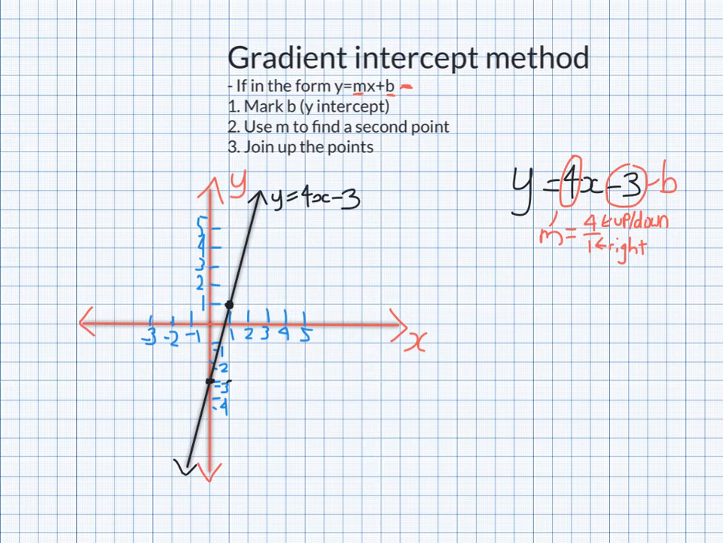Now we're going to graph the line y equals 1 minus 4 over 3x.